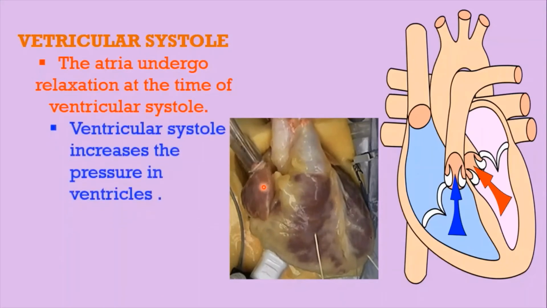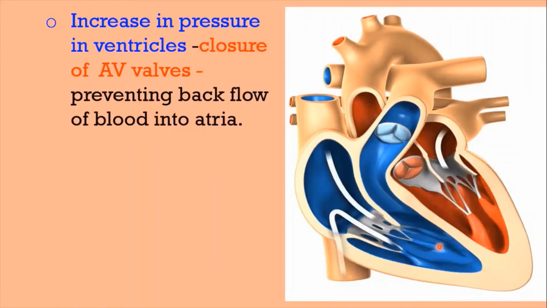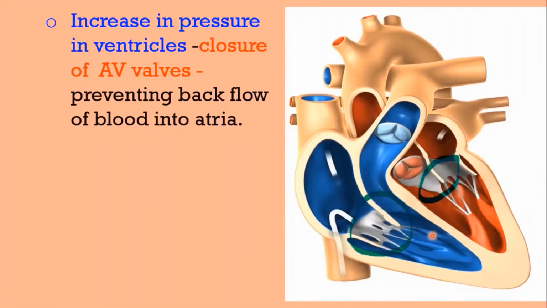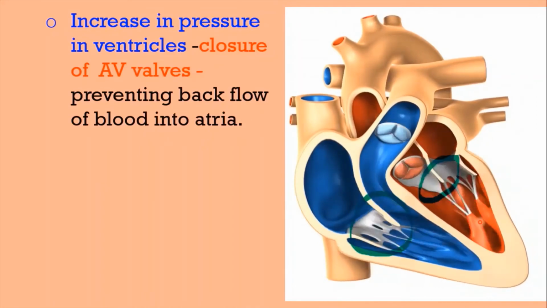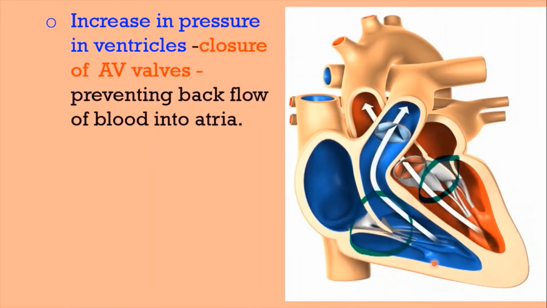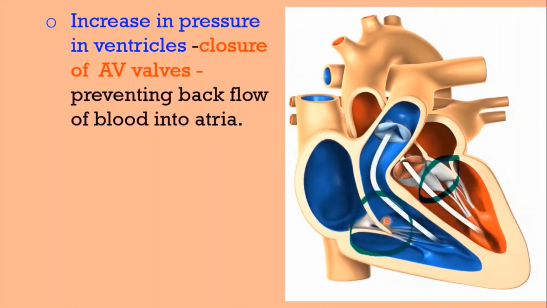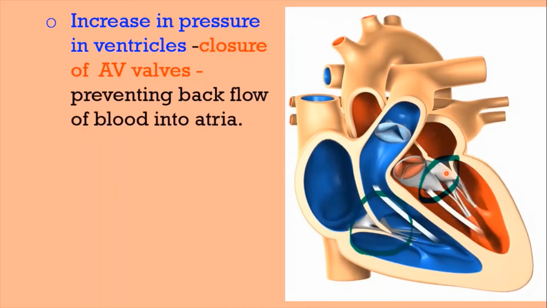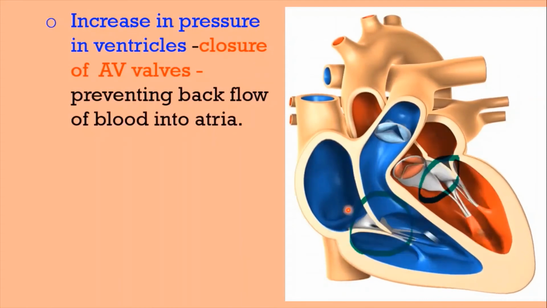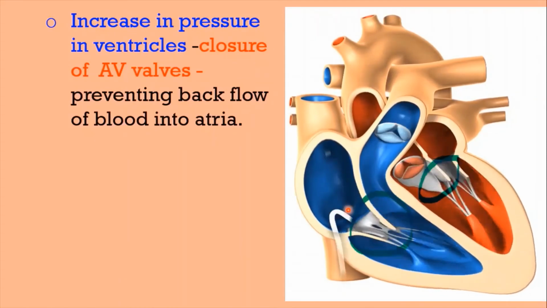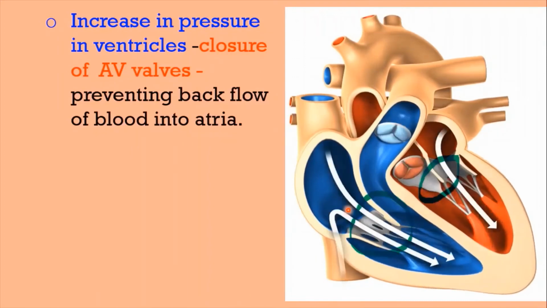What are the consequences of ventricular systole? When the ventricles contract, the pressure inside the ventricles increases. The increase in ventricular pressure causes the closure of AV valves. When the atrioventricular valves are closed, the blood can't flow into the atria from the ventricles. So, the closure of atrioventricular valves prevents the backward flow of blood.